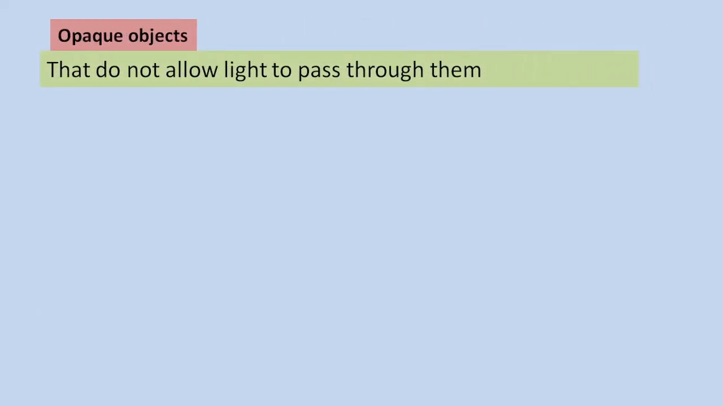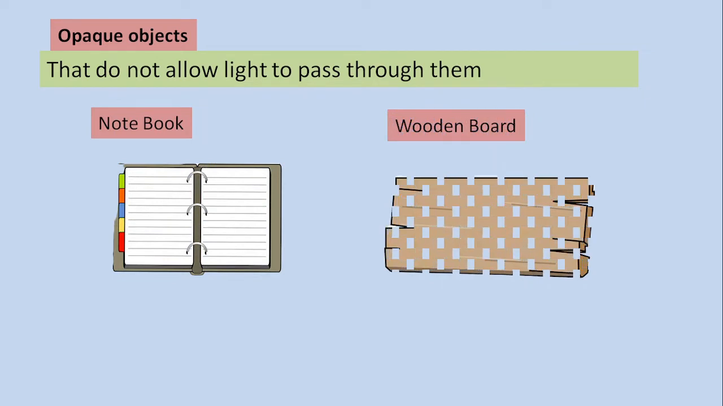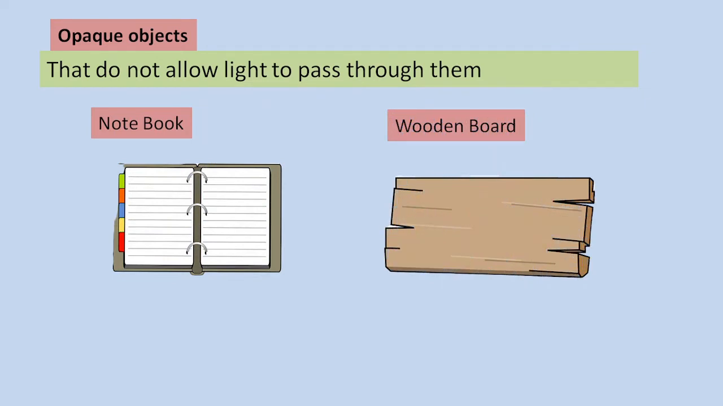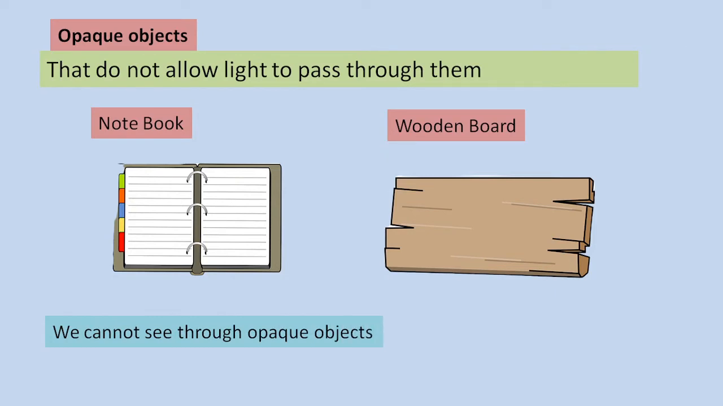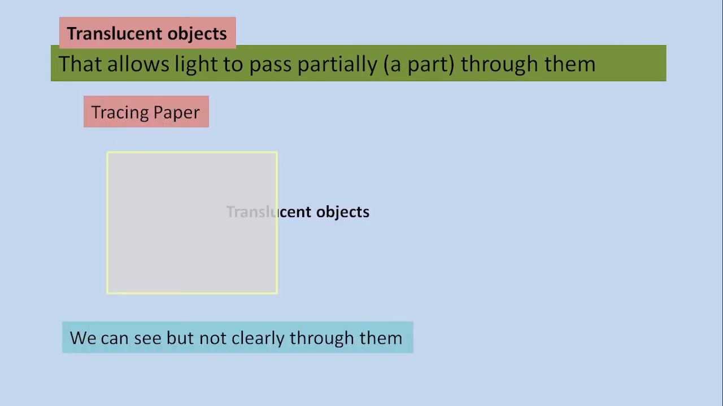Opaque objects are those objects that do not allow the passage of light through them. Examples are notebook and wooden board. An important characteristic of opaque objects is that we cannot see through opaque objects. Translucent objects are those objects that allow a part of light to pass through them. For example, trace paper. An important characteristic of translucent objects is that we can see but not clearly through them. This was the second classification of objects.